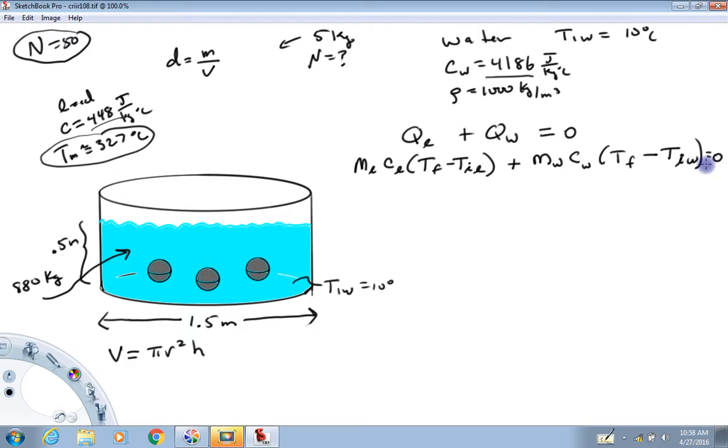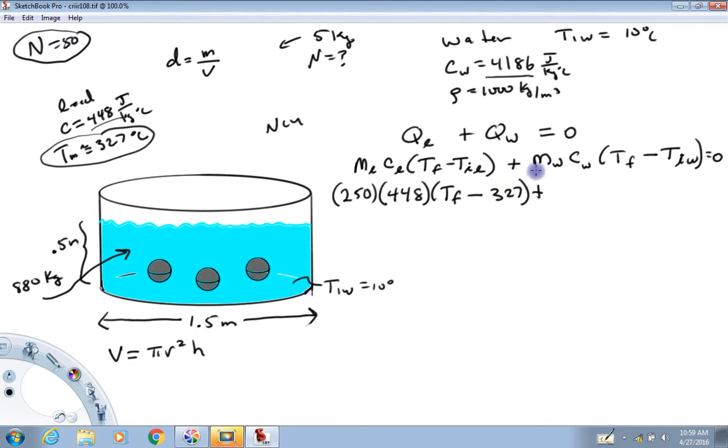Okay. What I'm going to do now is just put in numerical values everywhere we have them. So for the lead, mass of the lead. We have 50 cannonballs total, and they were 5 kilograms apiece. So I'm going to use 250 kilograms. I'm going to put NCU for note consistent units, because otherwise I'm not going to have enough room on my little screen here. All right, specific heat of lead, 448. And again, that's in joules per kilogram degree centigrade. T final we don't know, so I'll leave that. Minus initial temperature of the lead is 327 degrees.